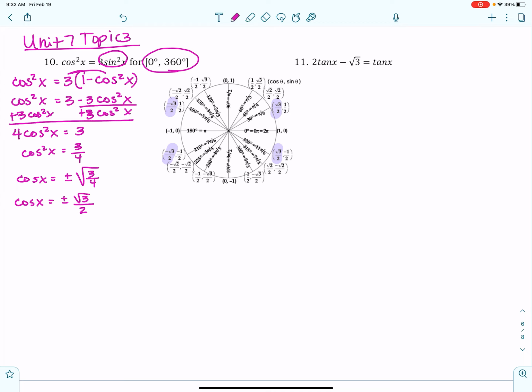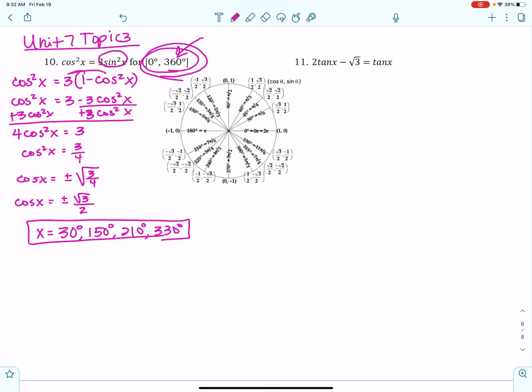I do not have to add anything to my solutions because I'm restricted to only once around the circle. So x is going to be, and it's also going to be in degrees. Notice your restrictions are in degrees. That's how you can tell that. So this is occurring at 30 degrees, 150 degrees, 210 degrees, and 330 degrees. Beautiful.